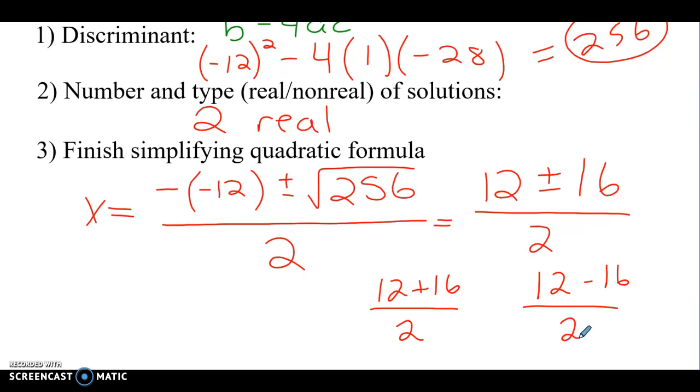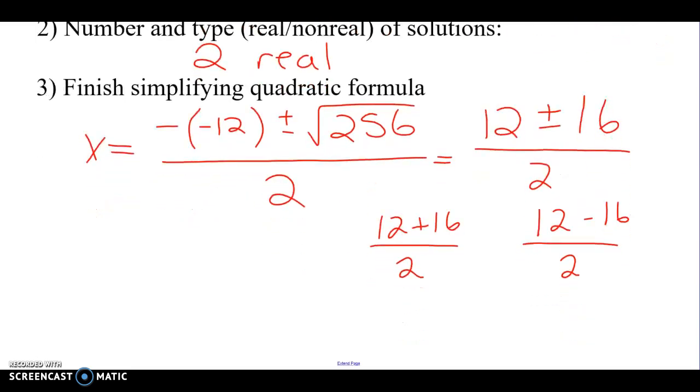So we're going to get two totally different answers here. So what is 12 plus 16? 28 divided by 2 means one of our x-intercepts is 14.